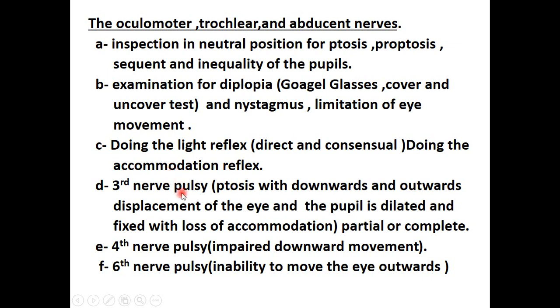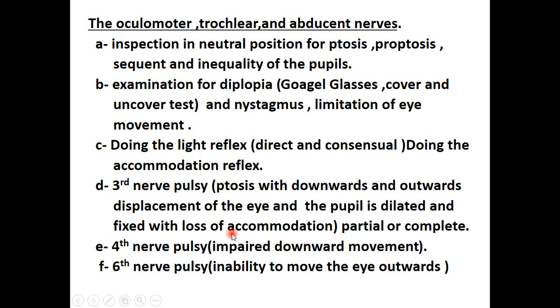Now third cranial nerve palsy, or injury to the third cranial nerve, is seen especially in diabetic patients. We see partial or complete ptosis, usually partial ptosis, with downward and outward displacement of the eye, and the pupil is dilated. Why outward? Because the lateral rectus, supplied by the abducent nerve, and the superior oblique, supplied by the trochlear, are still working. The dilated pupil is fixed, with loss of the accommodation reflex, partial or complete.